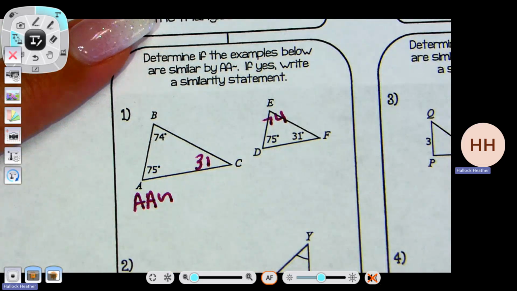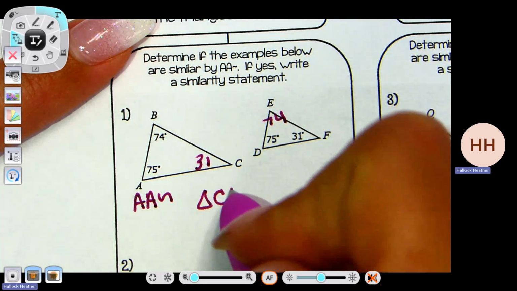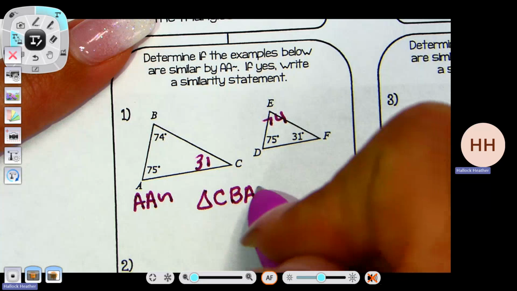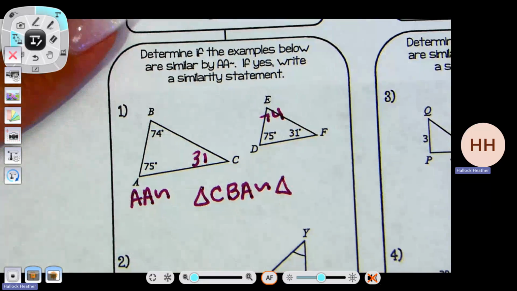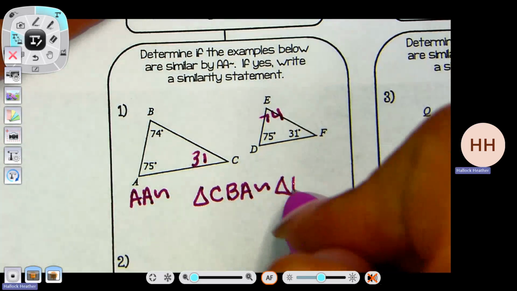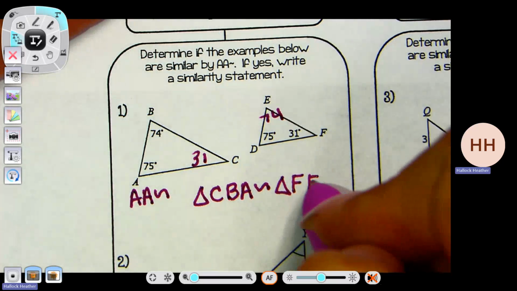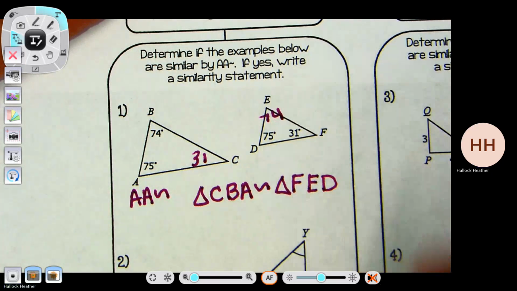And then we're going to write a similarity statement. So if I say triangle CBA, because I want to be difficult and put it out of alphabetical order. If I say C first, what would have to go first in the second statement? F. And then I said B, so it would have to go next. B. And then last, B. Okay, let's do it again.